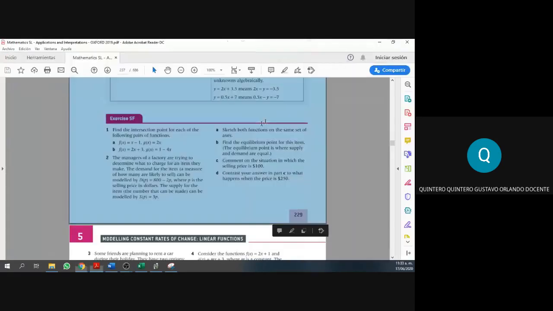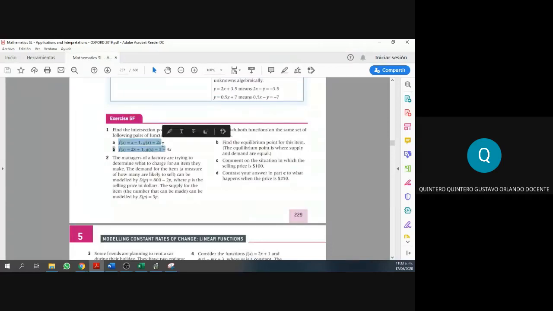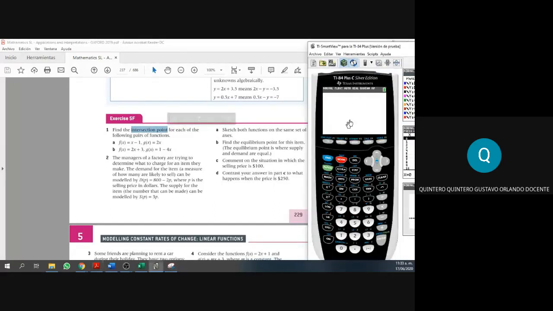All right, so for this question now, how do you plot two functions in the calculator so that we can find the intersection point? How? Simple. In the calculator, you go to the key where it says y equal. Where it says y equal, you write down the first and the second function.